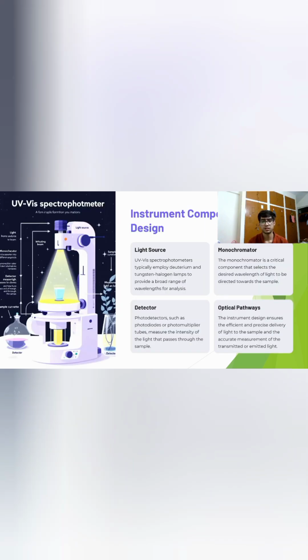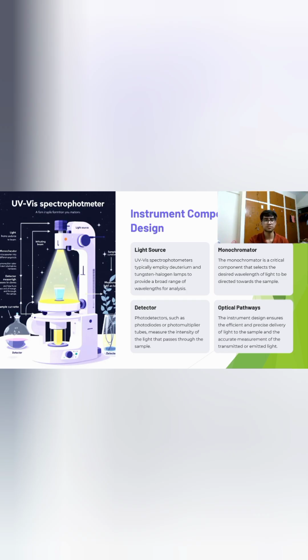So now the next is detector. Photodetectors such as photodiodes or photomultiplier tubes measure the intensity of light that passes through the sample. Optical pathways: the instrument design ensures the efficient and precise delivery of light to the sample and the accurate measurement of the transmitted light.